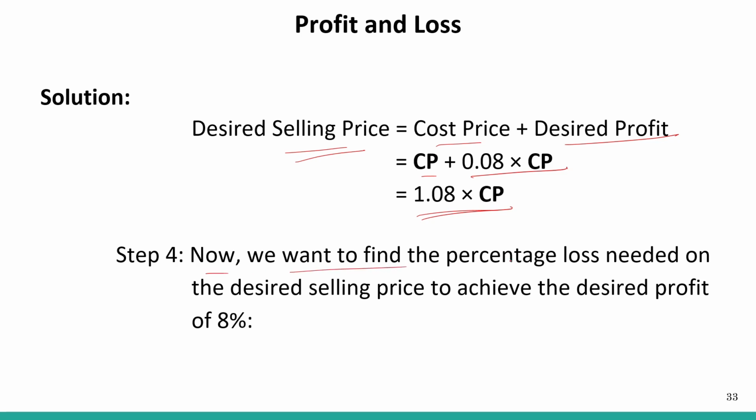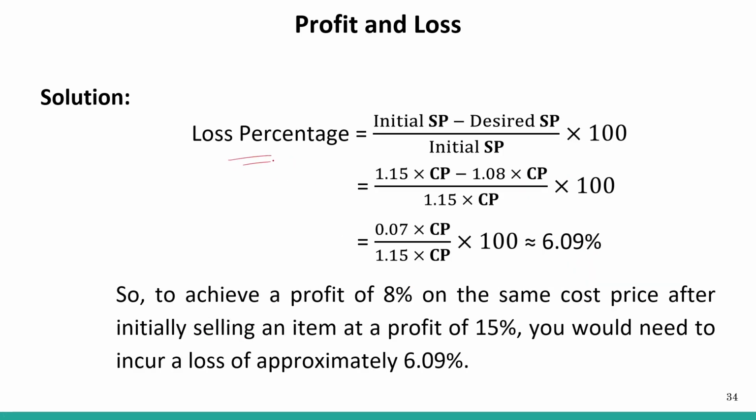So now we want to find the percentage loss needed on the initial selling price to achieve the desired profit of 8%. Okay. So loss percentage is equal to initial selling price minus desired selling price, so this will be 0.07 CP, divided by the cost price, right? So into 100, so it will be 6.09% approximately.